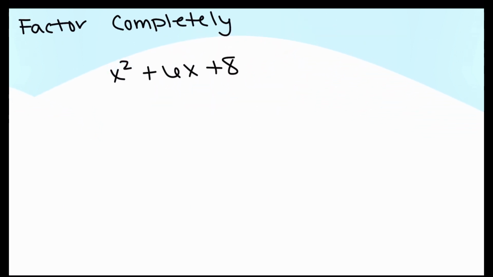So let's start with the problem x squared plus 6x plus 8. So the first thing I'd like to notice is this is a trinomial, three terms. And the first term is x squared, and it's a 1x squared. There's no number in front of it. This process works when your first term is a 1x squared.